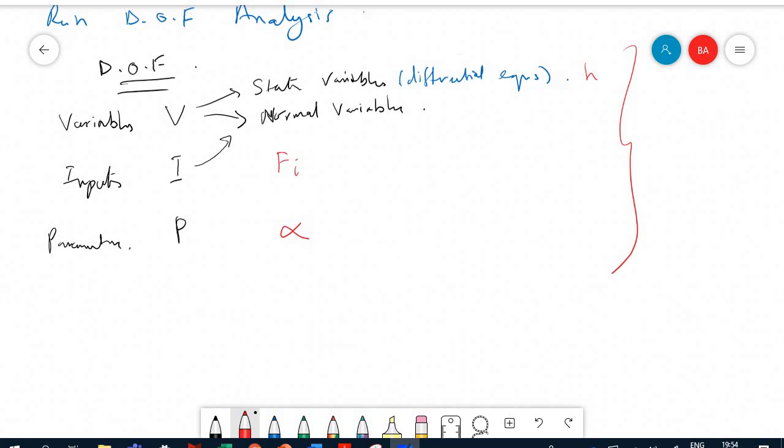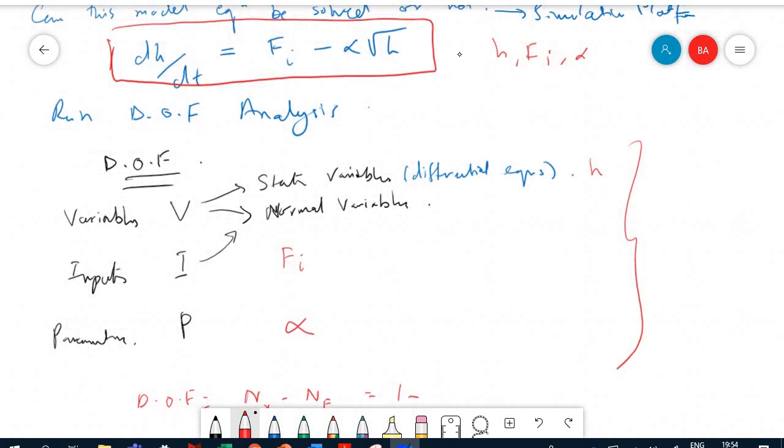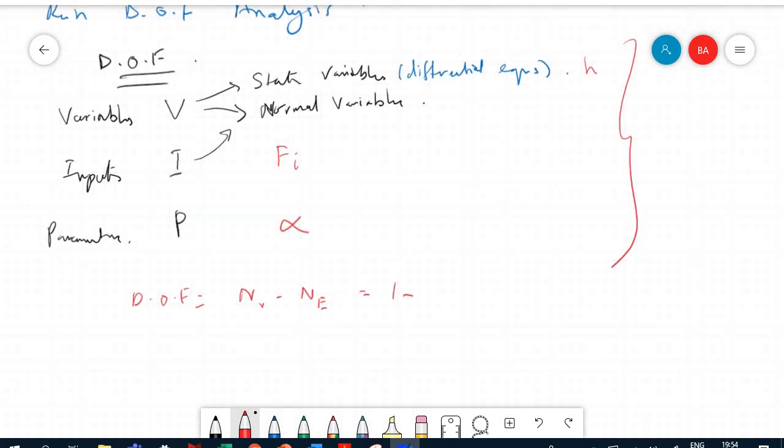So talking about this case that we have here, how many equations and how many unknowns do we have? The degree of freedom is equal to the number of variables minus the number of equations. How many variables do I have? I have just one variable, v, minus one. How many equations do I have? I have only one equation here. So this is 1 minus 1 is equal to 0. So it is exactly specified.